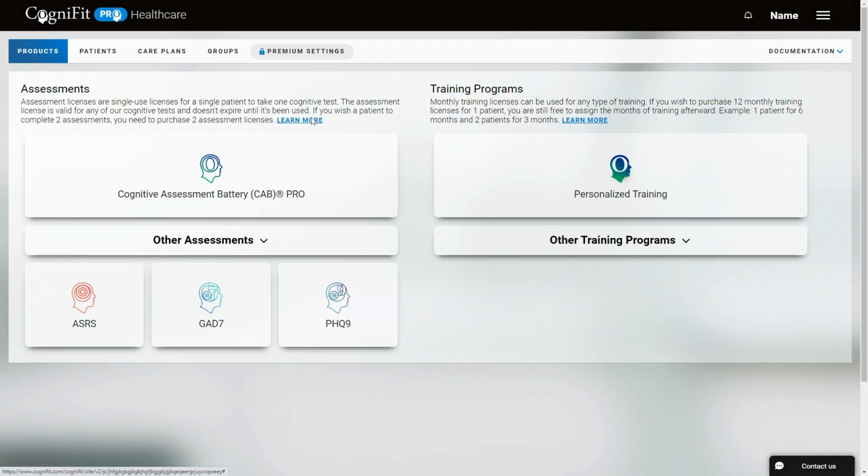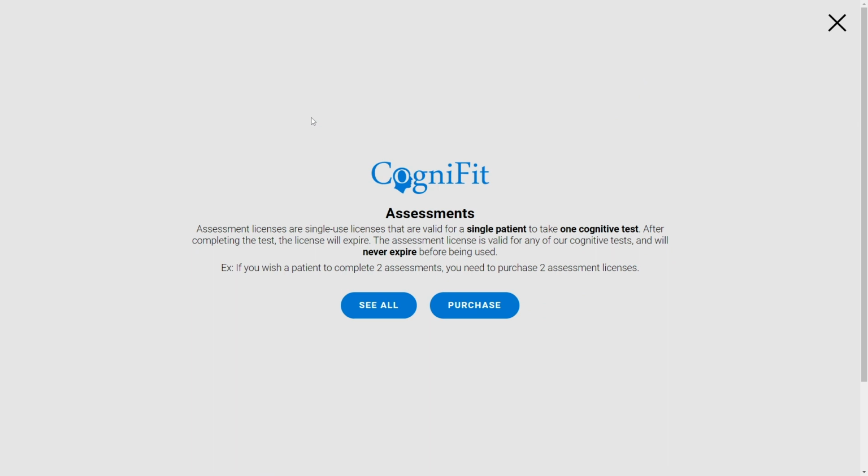Assessment licenses are individual and for one-time use, which means that with one license, we can evaluate one patient on one occasion. If, for example, we want to evaluate 5 patients on 2 occasions, we would need 10 assessment licenses.